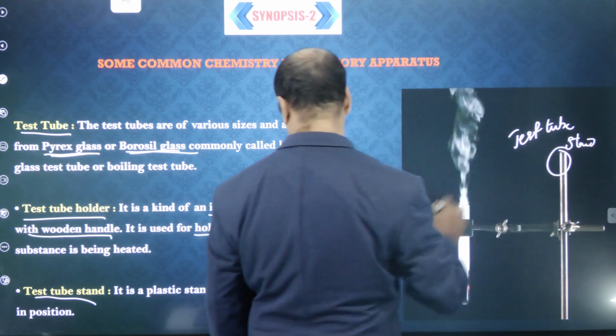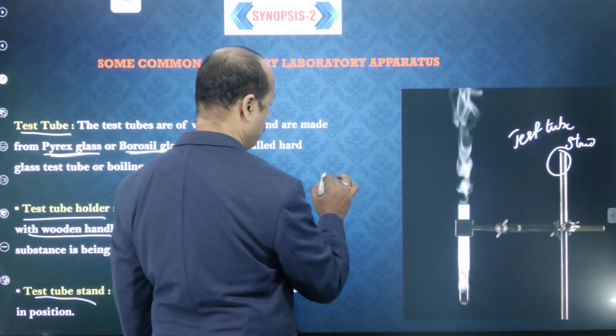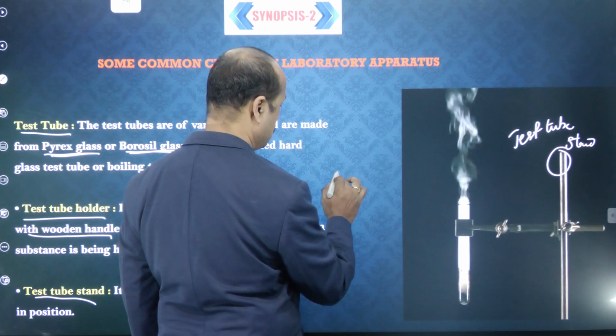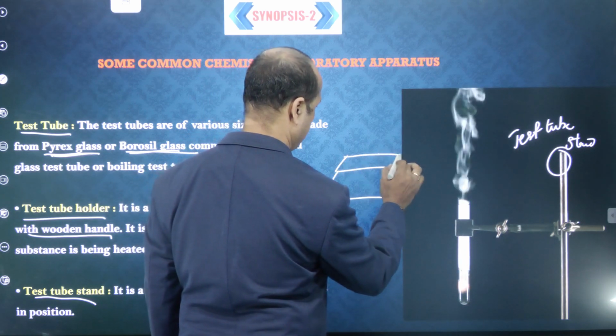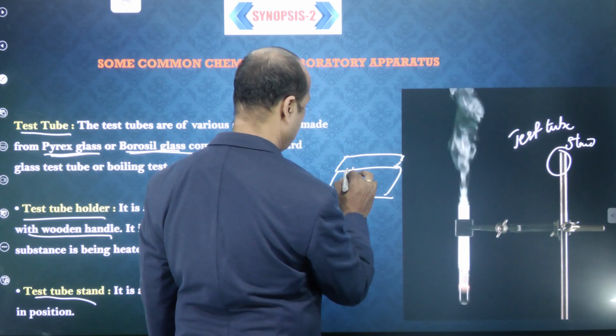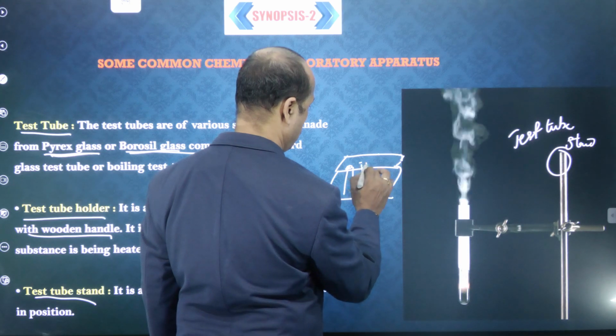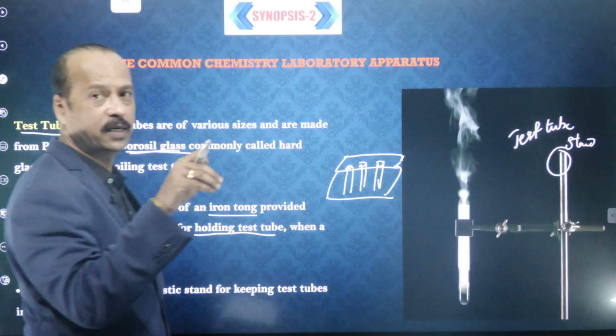Okay. So apart from this one test tube holder, one more is also there. So where can we keep the test tubes? Okay, so here you can see a small stand like this. It will be there. So where we can put the test tubes.